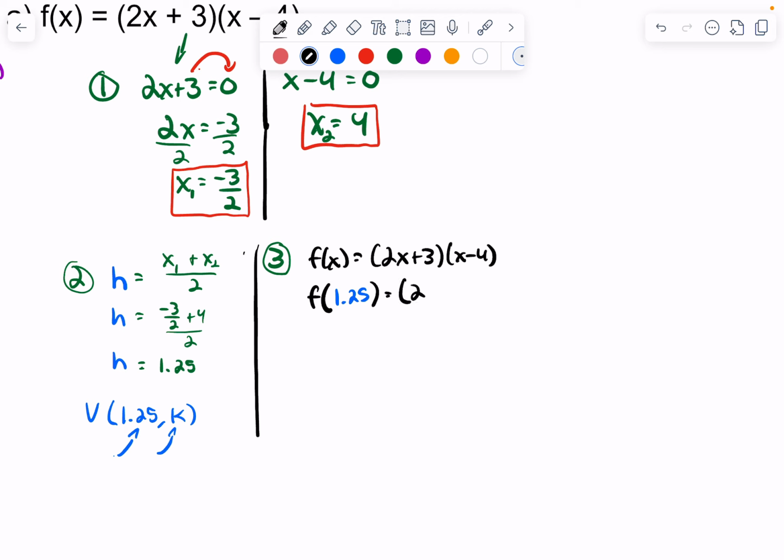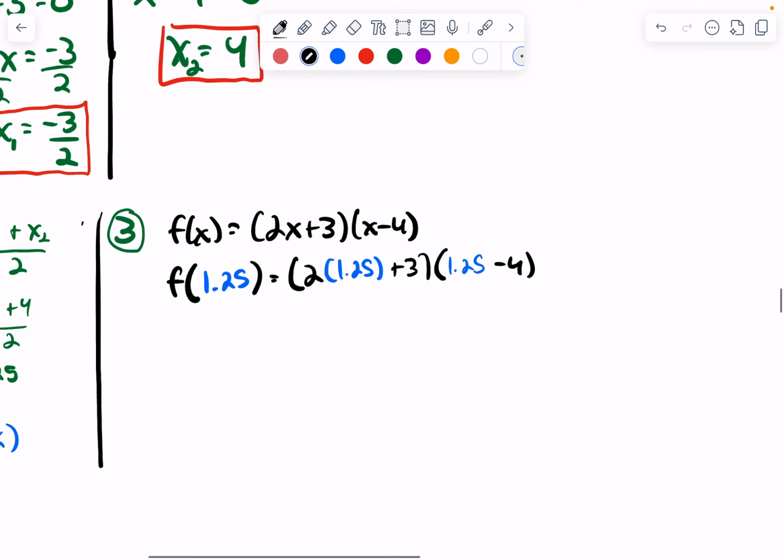So that means 2 times 1.25 plus 3, 1.25 minus 4. So let's evaluate this. So this first bracket, 2 times 1.25 is 2.5 plus 3. This would become 5.5. And again, just use your calculator. And then this one right here, 1.25 minus 4. I'm going to do it on my calculator. Minus 2.75. My mental math isn't great right now.